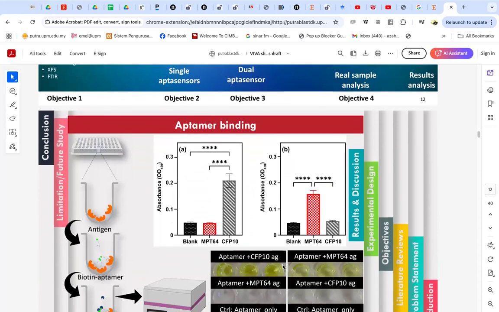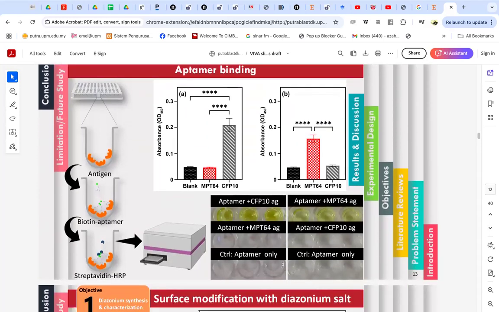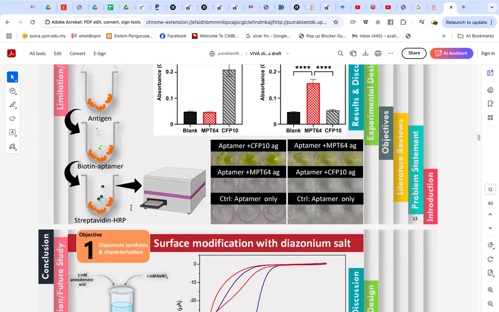So we do an aptamer binding study and then look at the performance, whether the aptamer, which is the bioreceptor, has good binding towards the biomarker. Okay, both MPT64 and CFP10. I'm not going to discuss the results, but these are the steps that we do.